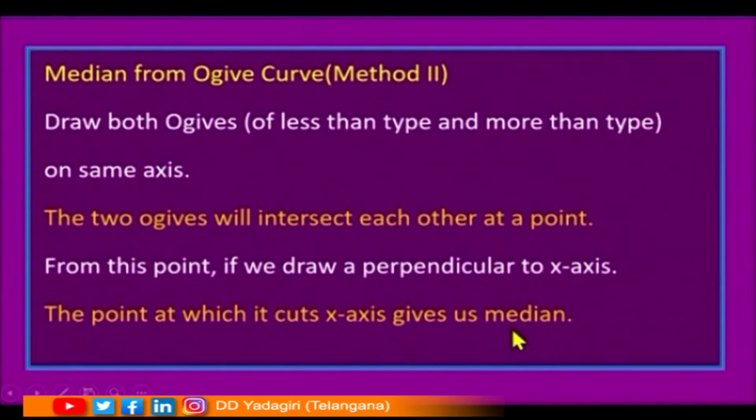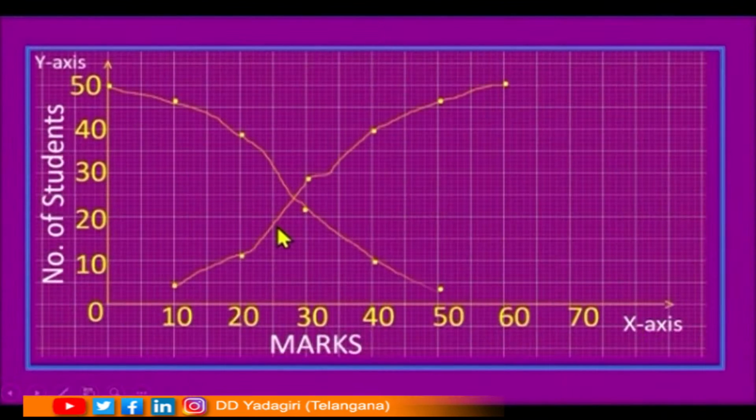So it is almost similar to the earlier version. The only difference here is that these two OG curves meet at a point. From that point you drop a perpendicular. Wherever it is cutting the x-axis, that is the median. So we got the marks and number of students given here. We draw both the less than OG curve and the more than OG curve on the same scale. Then from the point of intersection, we drop a perpendicular onto the x-axis. We observe that again the point where it is cutting the x-axis is 29, so the median is 29.